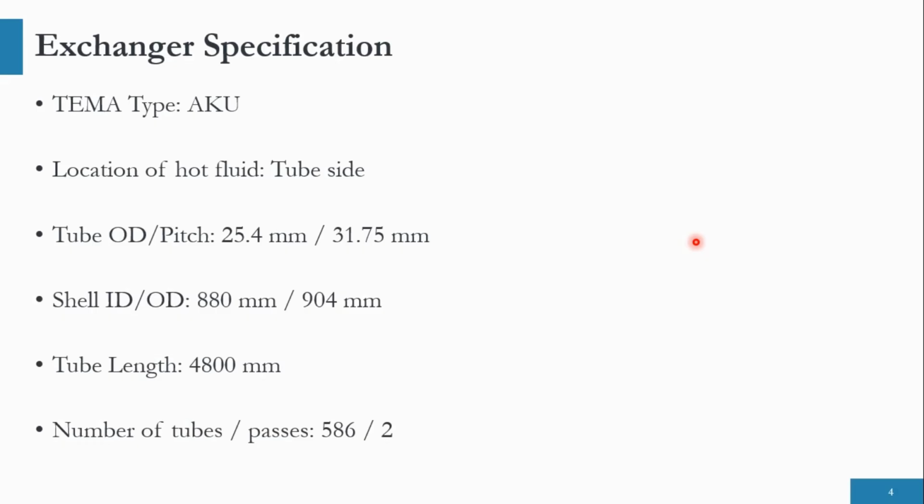For the exchanger, the TEMA type is AKU. For the kettle reboiler, the location of the hot fluid will obviously be the tube side. The tube OD and pitch are 25.4 and 31.75 millimeter respectively. The shell ID and OD are 880 and 904 millimeter respectively. The tube length is 4800 millimeter, while the number of tubes and passes are 586 and 2 respectively. There are other specifications as well, but we will enter them directly in Aspen Exchanger Design and Rating. After seeing this problem statement, let's quickly move to Aspen EDR and simulate it.